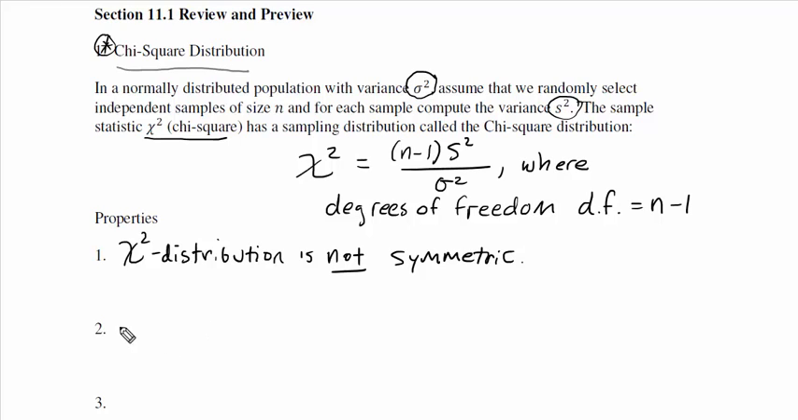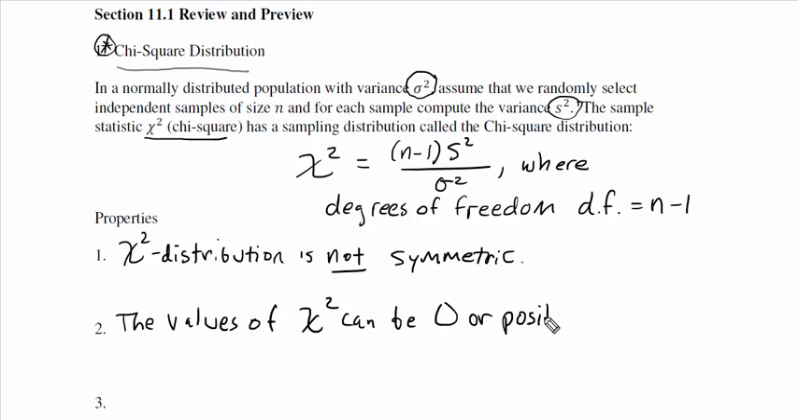Two, the values of chi-squared can be 0 or positive, but not negative. You can also see at the bottom of the page that the distribution given starts at 0 and goes up. This is not a distribution that goes from negative infinity to infinity.